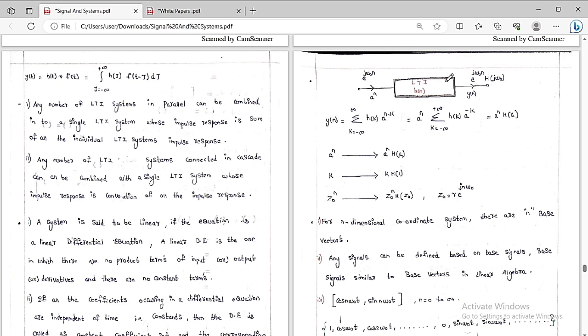So listen carefully. For this LTI system of any impulse response h of n, if the input is e to the power of j omega naught n, then the output is the scalar multiple of that input, which is e to the power of j omega naught n into H of j omega naught. So the output is the scalar multiple of the input.